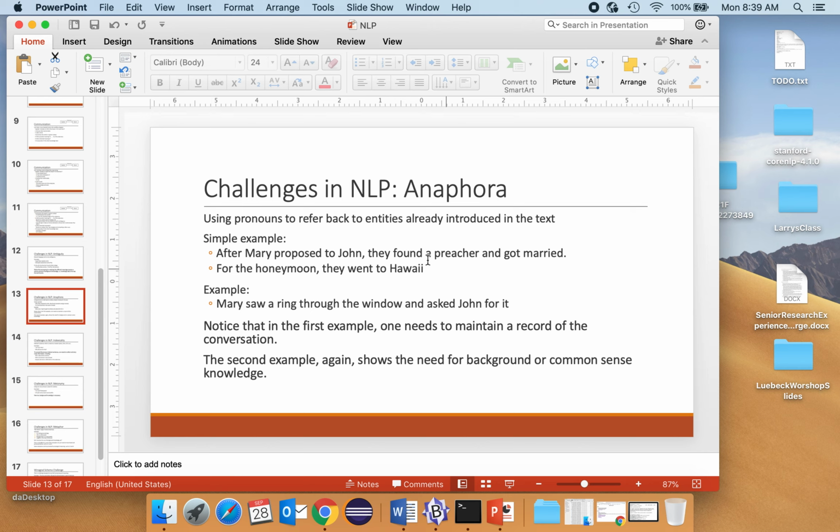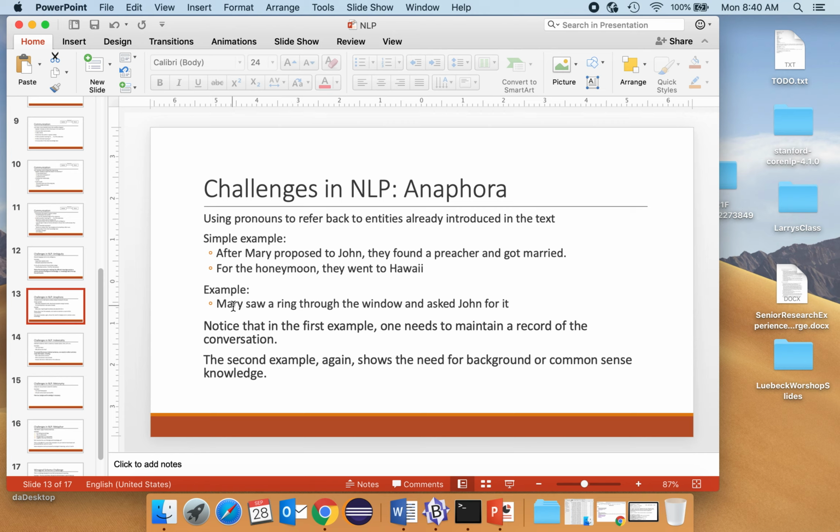Anaphora is when we use pronouns to refer back to entities already introduced in the text. Some of these are fairly simple, right? After Mary proposed to John, they found a preacher and got married. So who's "they"? Mary and John. We know it has to be two people, and we need to find those two people. For the honeymoon, they went to Hawaii. Notice that this pronoun refers not to something in the current sentence, but in the prior sentence. So we need to keep track of the conversation that's going on.